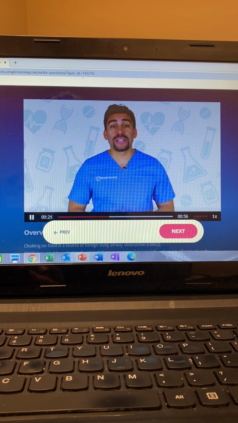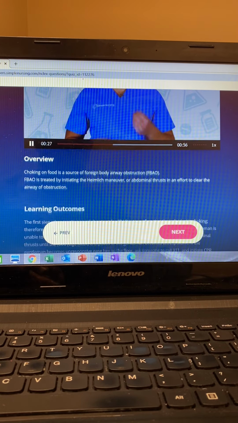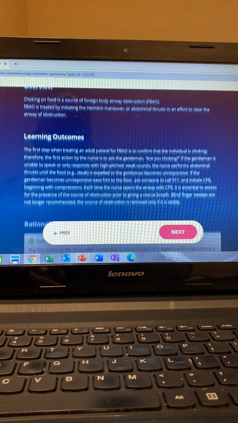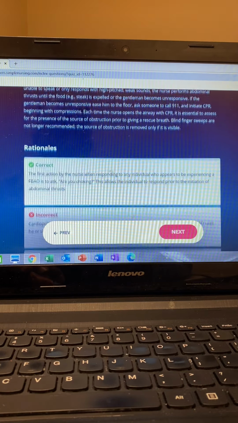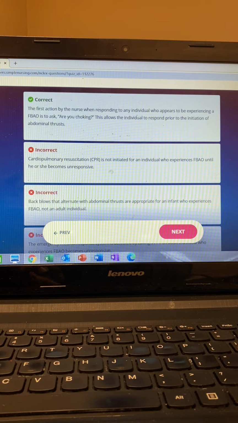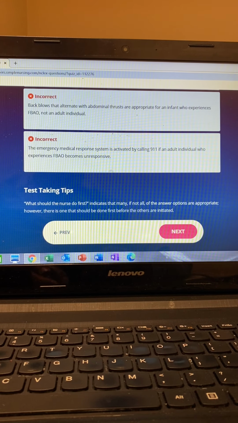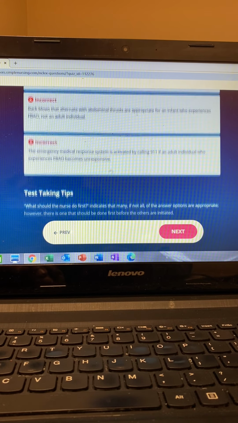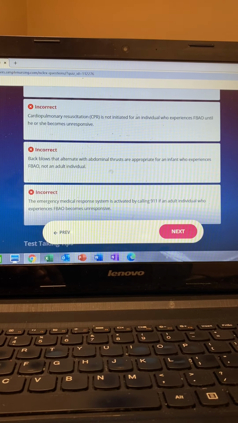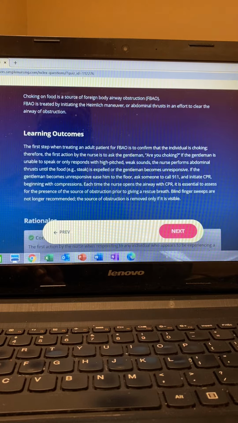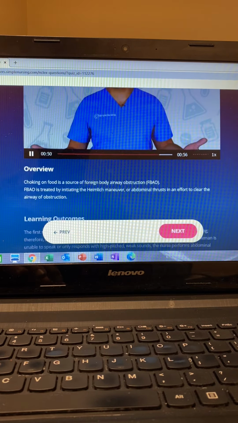So option number 1 is the correct option. Assessment always comes before an intervention. So we're asking, which is an assessment, if the patient's choking. Now option number 2, 3, and 4 are incorrect. Guys, CPR is only done if the patient's unresponsive. Abdominal thrusts are done before the back blows. And lastly, option 4, it's good to call 911, but guys, assess the patient first. What if the guy's just coughing?